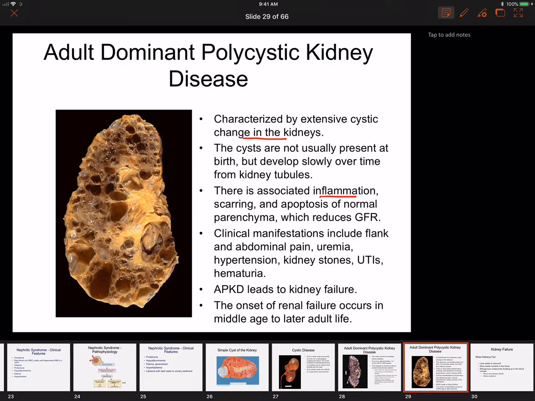We may see inflammation and scarring, which will reduce the glomerular filtration rate and may present with pain, uremia, hypertension, which is probably one of the key ones, urinary tract infections, and hematuria. Eventually, it may lead to renal failure, and really the only curative treatment for it will be kidney transplantation, especially when the kidney reaches a full state of failure.